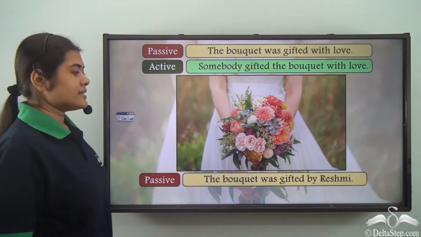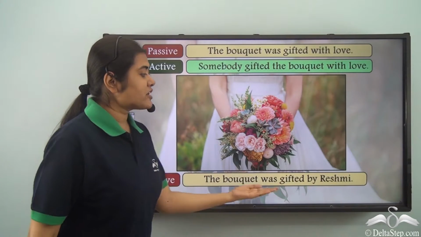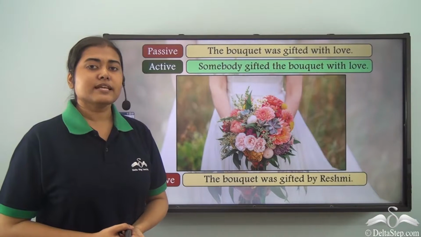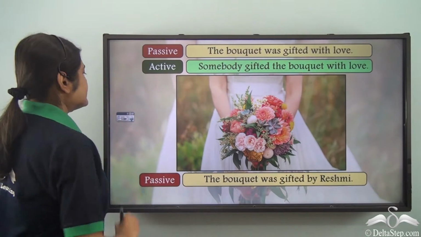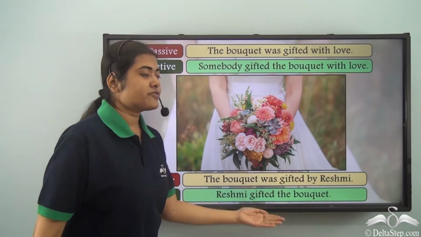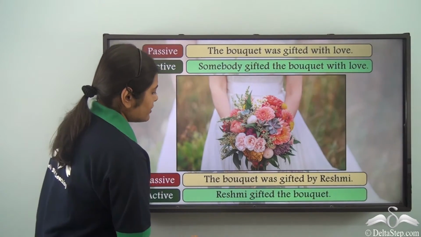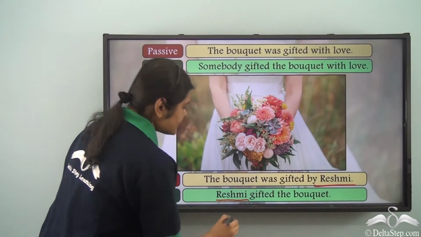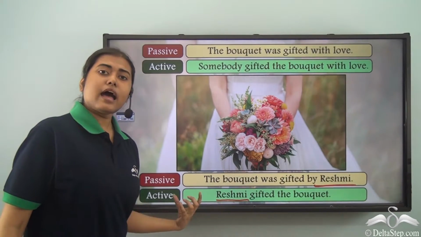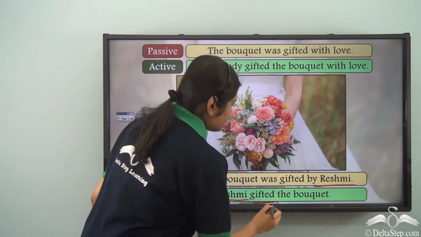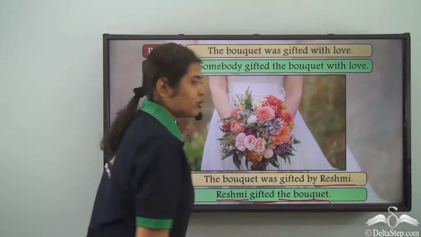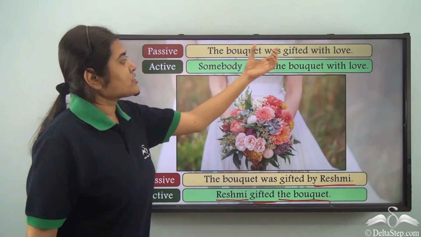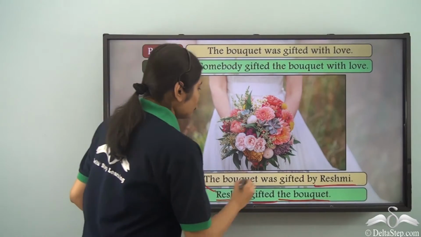Now, if the sentence would have been the bouquet was gifted by Reshmi, in this case, what will be our sentence in the active voice? The sentence will be Reshmi gifted the bouquet. So here we see by Reshmi. So Reshmi is the doer, hence it becomes the subject in the active voice. Then gifted and then the bouquet. In both these sentences in the passive voice, you see the bouquet was gifted. This part is common to both.